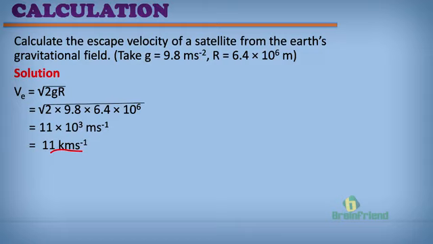That is the minimum energy required by this particular satellite, or minimum velocity required by this satellite, to leave the gravitational influence of the Earth. Any velocity less than this cannot allow the satellite to escape from the gravitational pull of the Earth. But anything higher than this, upward, will do that.